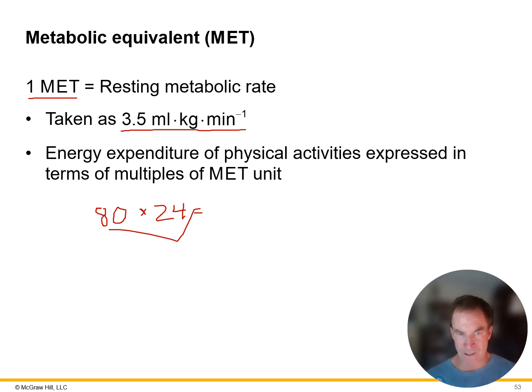So what is that? 32 and 160 is 1,9... See, now I'm getting messed up. 32 and 160. Yeah, so 1920. And that's probably pretty close to what my RMR would be. Is that right around there? I'm not sure I even did the math right. But anyway, let's keep going.